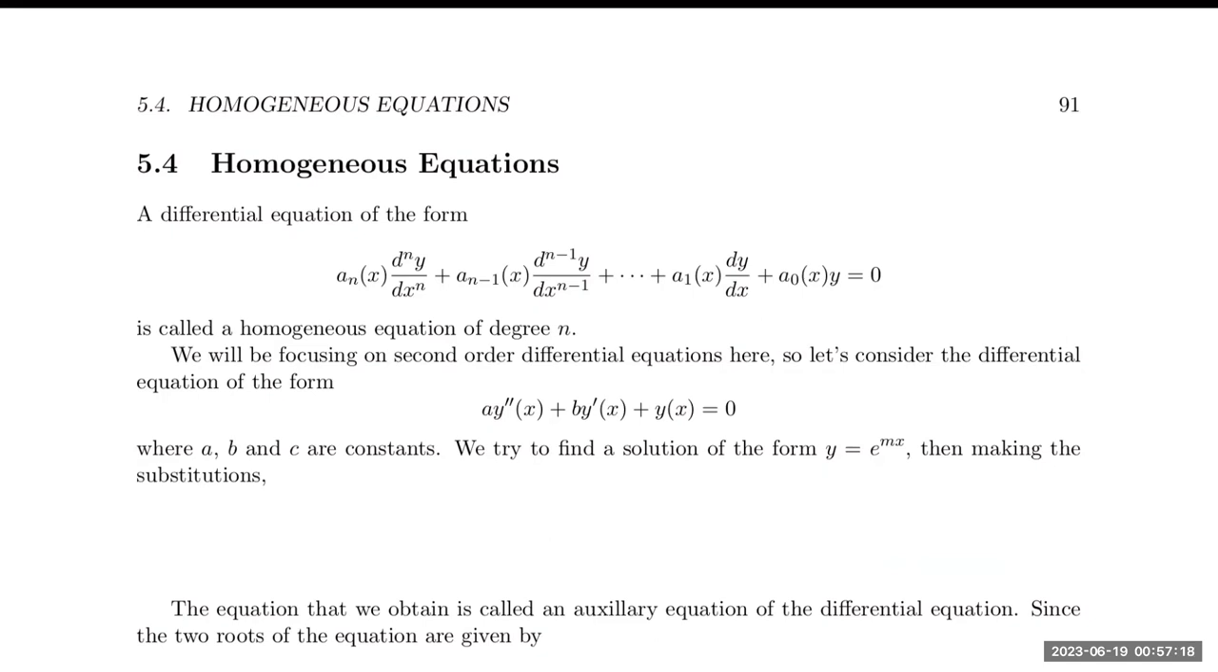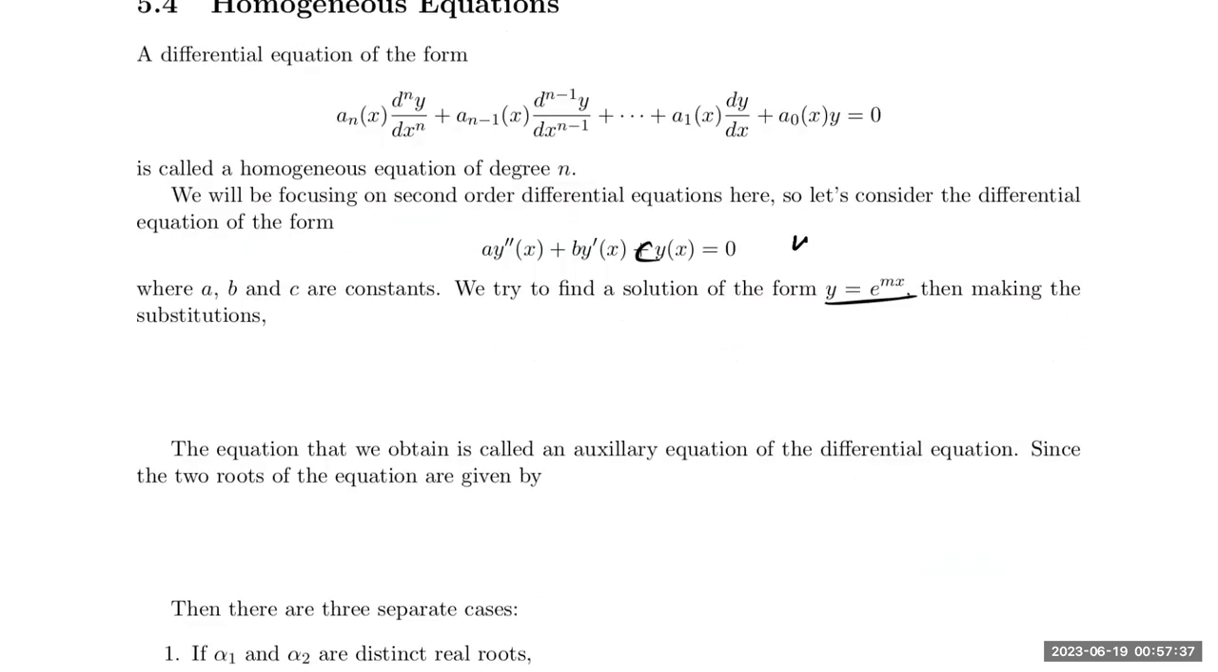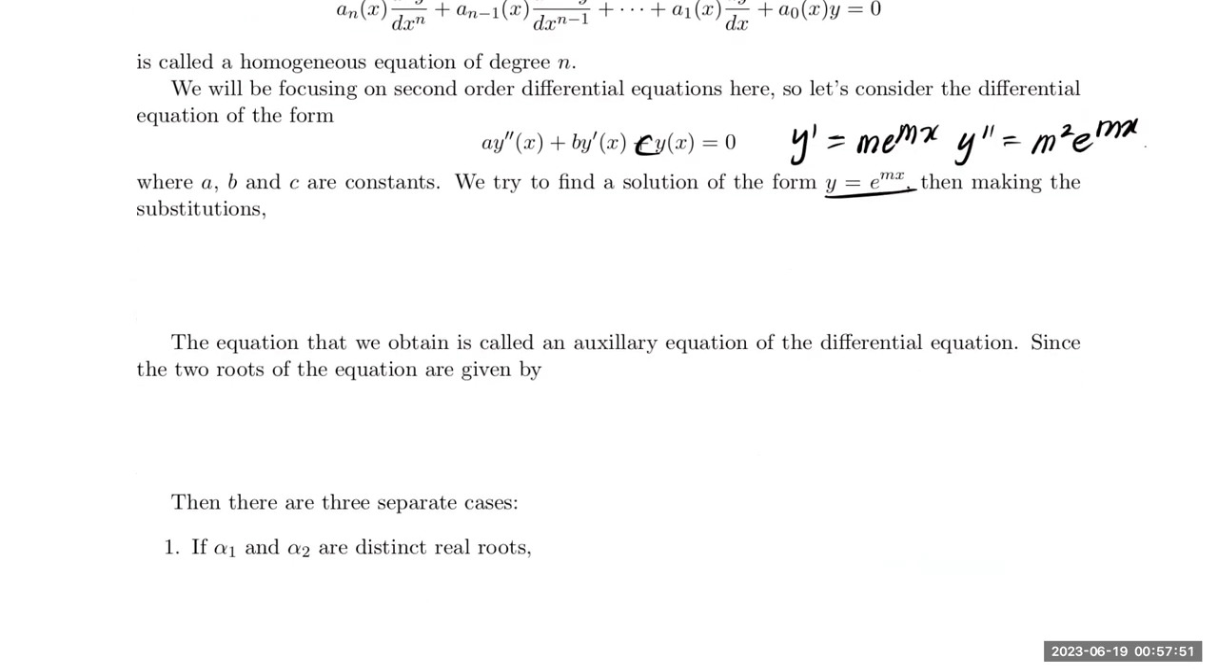So let us consider a differential equation of this form here. Say we have a y double prime plus b y prime plus c y equal to 0, where a, b, and c are constants. So we try to find a solution of the form y is equal to e to the power mx. So that means our y prime here has to be equal to m e to the mx. And our y double prime is m squared e to the mx. Right? So let's make this substitution here.